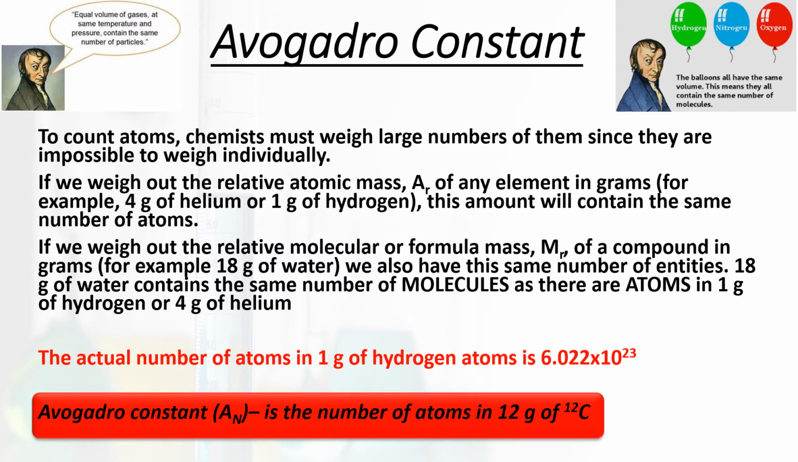And the actual number of atoms in 1 gram of hydrogen, or 12 grams of carbon, or 4 grams of helium, is 6.022 times 10 to the 23. And this is the Avogadro constant. The formal definition is the number of atoms in 12 grams of carbon-12. But essentially, it could be the number of atoms in 1 gram of hydrogen, 4 grams of helium. We could also define it to be the number of molecules in 18 grams of water, for example.